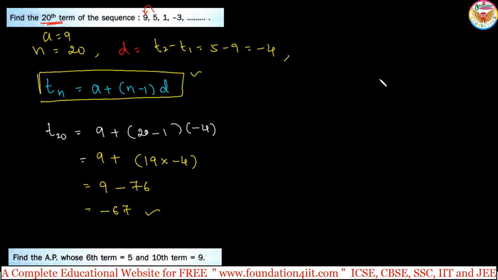Right? For the general term, you apply the given data. Next question. See this. Find the arithmetic progression whose 6th term is 5 and 10th term is 9. The 6th term is given and the 10th term is given. You have to find the series. So as per the given data, first take the 6th term: T6 equals a plus 5d. Remember, because Tn is equal to a plus (n minus 1) into d. And the 10th term, T10, is equal to a plus 9d.